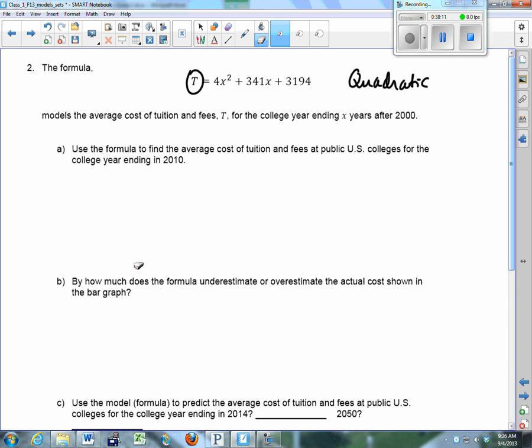It's the years after. It makes your calculations a little bit easier because in this very first question, use this formula to find the average cost of tuition and fees. So we're trying to solve for T, for colleges ending in the year 2010. So we have to figure out what is the value of X? How many years after 2000 is the year 2010? 10 years, right. So X is 2010 take away 2000, which is just 10.